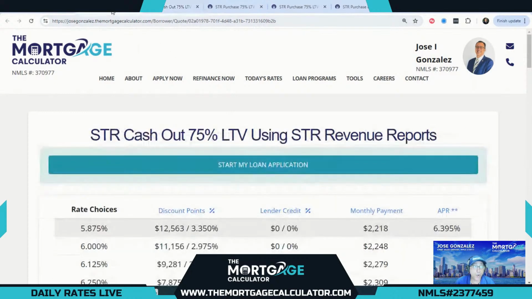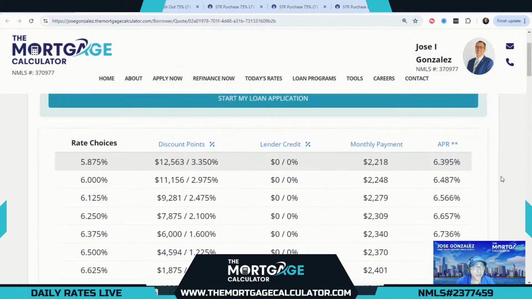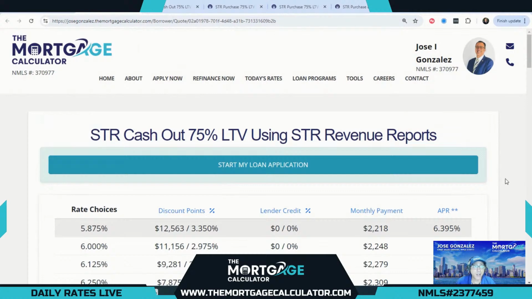However, last option here, if you do have 12 months of revenue report for your refi, then as you can see, rates are better, much better. So now we're looking for a cash out refi, 6.875 is our lowest cost option with a 0.15 point lender credit. And you can buy that down all the way to an amazingly low 5.875 at a cost of 3.35 for our short-term rental property cash out, 75% LTV, using the revenue reports from the last 12 months.